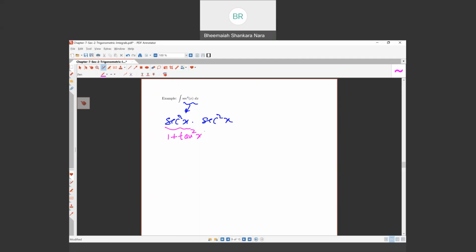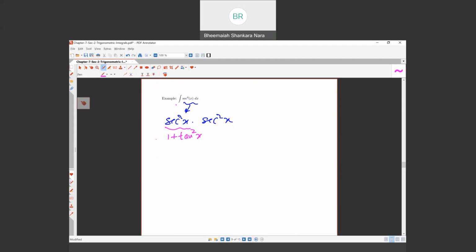So if I use 1 plus tangent square x for both of these secant squares, the problem becomes 1 plus tangent square x and then a square. And if you try to FOIL them, it's going to look very messy. So we'll not be able to evaluate this integral. So rather, what we do is we plug in for one secant square x and we keep the other secant square x for substitution. So now with all these substitutions, let me rewrite the given integral.